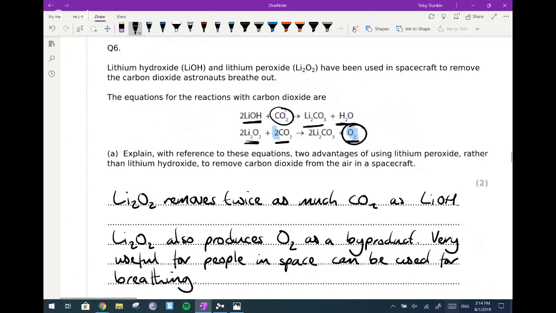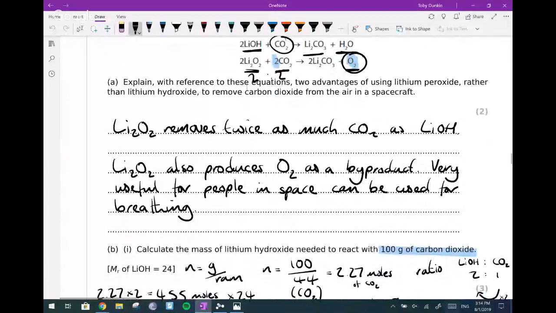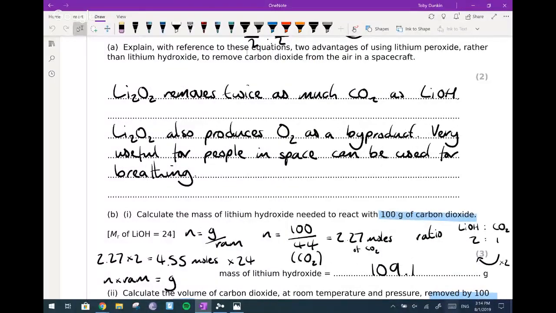This was a common sense question. The lithium hydroxide, number 1, removes twice as much. The ratio is 2 to 1 here rather than 1 to 1. Sorry, it's 2 to 2 rather than a 2 to 1. This still removes twice as much. The first one is a 2 to 1, that's a 2 to 2. It removes twice as much CO2. And it also produces oxygen as a byproduct, which is very useful for these cases.